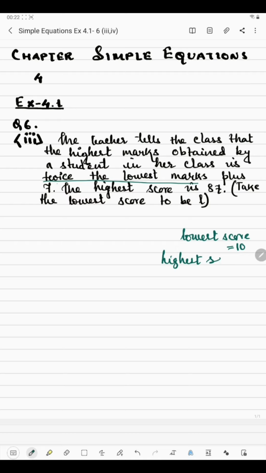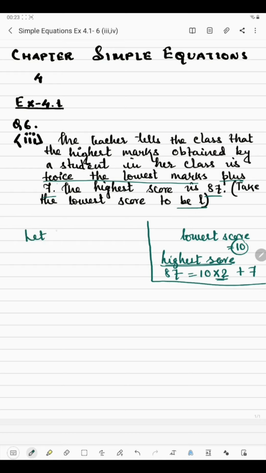So the highest score will be double of the lowest score. Double of the lowest score means 10 multiplied by 2, and then it is said that plus 7. And it is said that the high score is 87. So in this place if you write 87, then what will be the equation? 87 will be equal to the lowest score multiplied by 2, and 7 added to that, right? Now let's start. So here it is said that the lowest score is to be L.